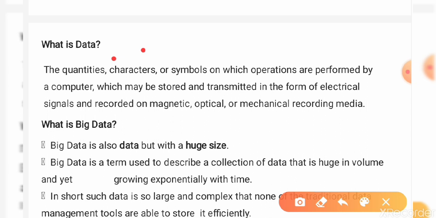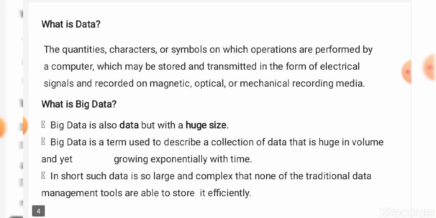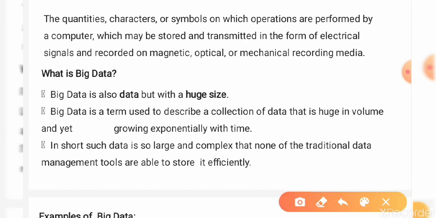Quantities, characters, or symbols on which operations are performed by a computer, which may be stored or transmitted in the form of electrical signals and recorded on magnetic, optical, or mechanical recording media, is called data. Like that, big data is also data, but with huge size.